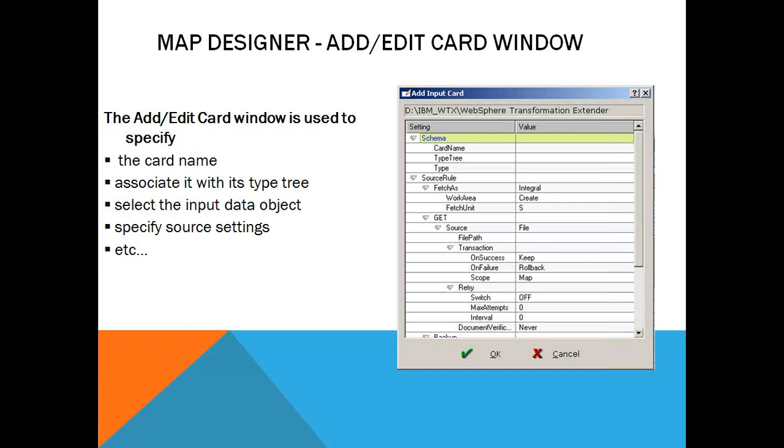Then the file path and all these properties: transaction on success, whether you have to keep or delete the file; on failure, whether you have to commit or roll back, whether you have to retry, how many times you have to retry, and what the interval for retry is. Then document verification for XML, and the last one is backup. Whether to always do the backup or only on error, and if the backup is there, what the file name should be and where it should be created. All those properties come for every input card.